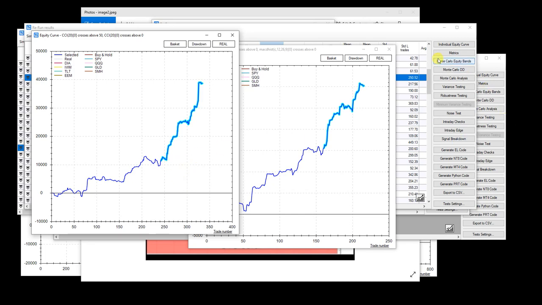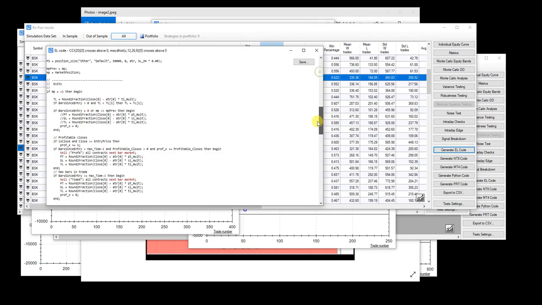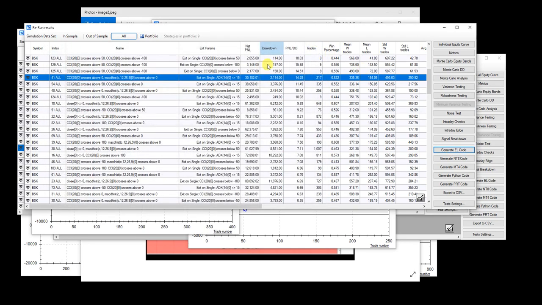And again, once you find something and you want to take it to the finish line, you can press this to generate the code to automate any of these strategies you build through Build Alpha's point-and-click interface.